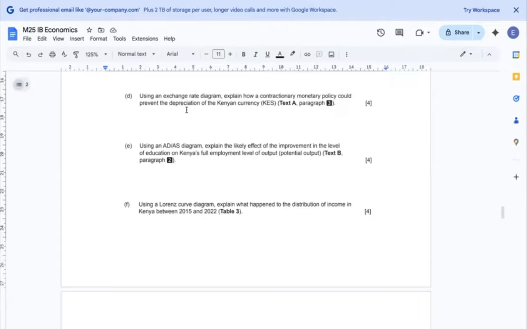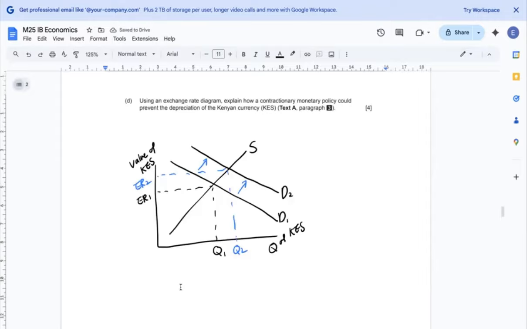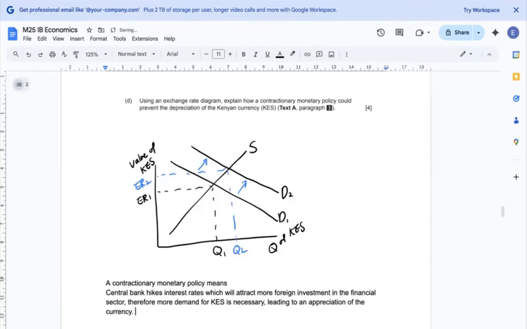Question D. Using an exchange rate diagram, explain how a contractionary monetary policy could prevent the depreciation of Kenyan currency. As you know, a contractionary monetary policy means central banks hike interest rate, which will attract more foreign investment in the financial sector because they're going to give a higher financial investment return. Therefore, more demand for KES is necessary, leading to an appreciation of the currency.